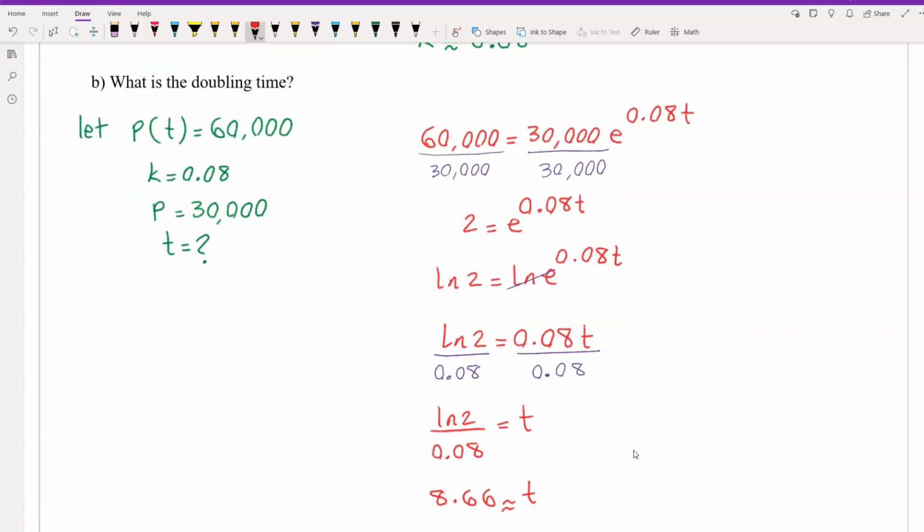T is equal to natural log 2 divided by 0.08. Rounding to 2 decimal places, we have 8.66. So here the answer is 8.66 years.